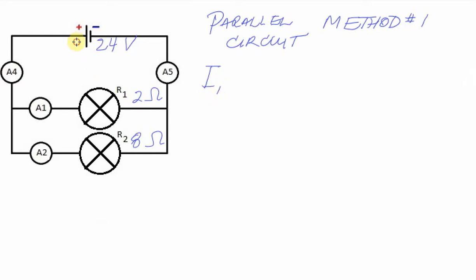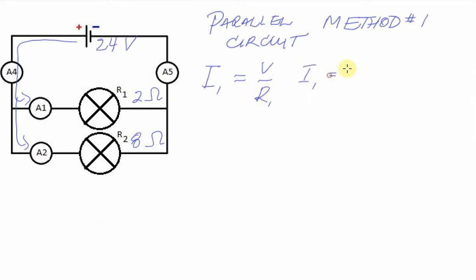As we know, some of the current will travel this direction here. Some will go through A1, and some will go through A2. So if I want to calculate I1, or the current through ammeter 1, I need to know the voltage, and I need to know the resistor value R1.